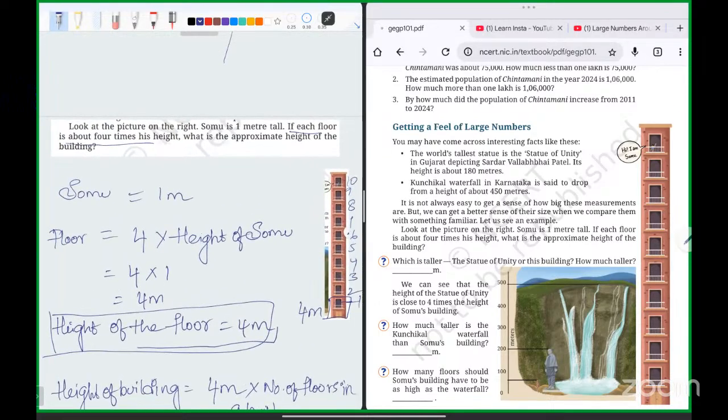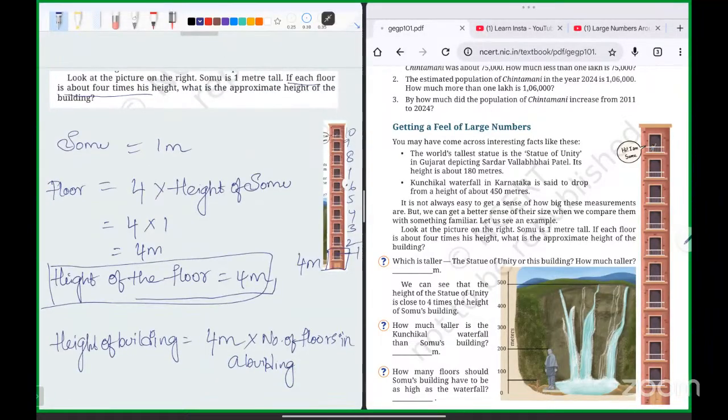So this is the final answer for this exercise question. Let us quickly rewind this question. Firstly, the height of Somu is given, which is 1 meter tall. Write down the height of Somu as 1 meter tall. Each floor is about 4 times his height, so a single floor is 4 times the height of Somu, which we can write in mathematical terms as 4 into height of Somu. To find the height of the single floor, we multiply the height of Somu by 4. The height of Somu is 1 meter, so 4 into 1 is equal to 4 meters. We have got the height of the floor, which is 4 meters.